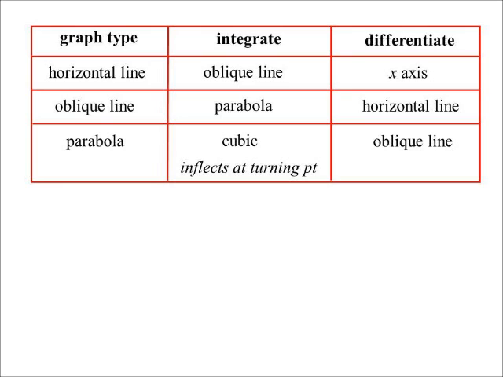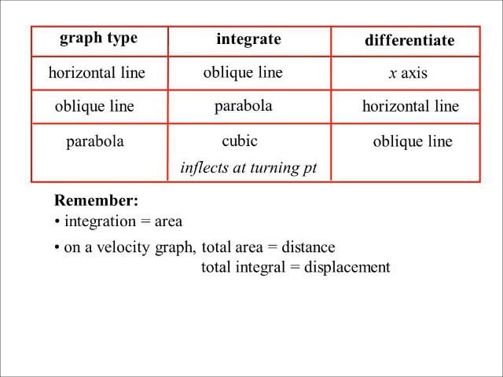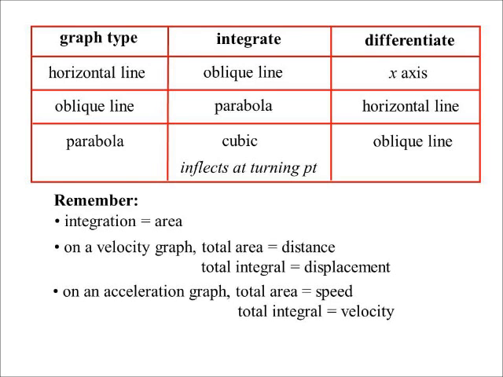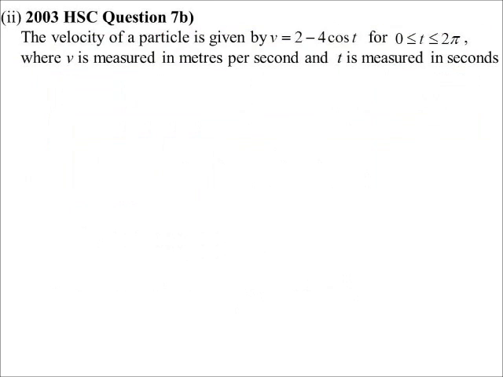And it would be an oblique line if I differentiate it. So things to keep in mind, integration gives us areas. That's what we use integration for. So on a velocity graph, the total area is distance, whereas the total integral is displacement. On the acceleration graph, total area is speed, whereas the total integral is velocity. So let's have a look at some HSC questions where they've given graphs and asked you to get information using this sort of idea.